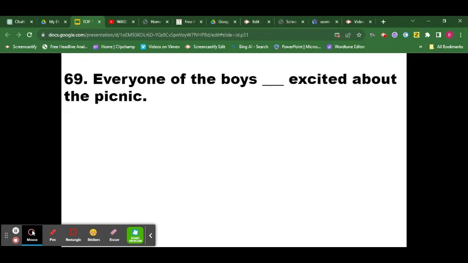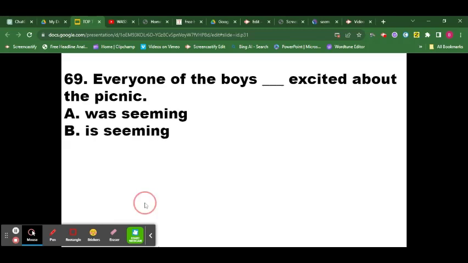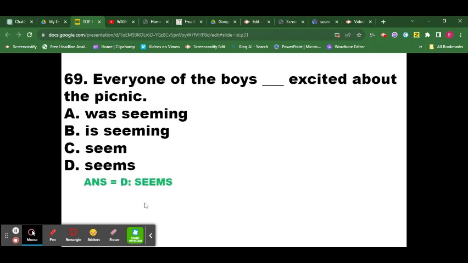69. Every one of the boys dash excited about the picnic. A, was seeming; B, is seeming; C, seem; and D, seems. Every one of the boys seems excited. So D is the correct option. And here we're dealing with the use of what we can call a mental verb. And another thing that we are dealing with here also is the rule of concord. The verb seem is not used in the progressive sense.